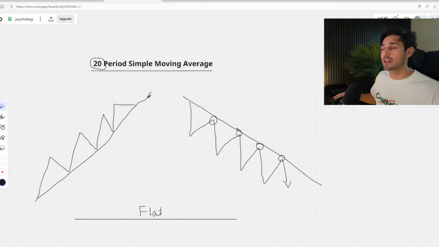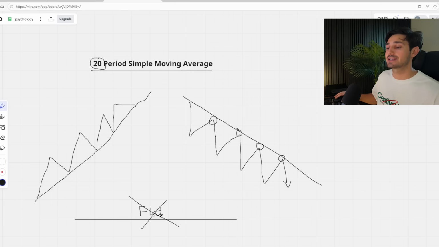A rising 20 MA during an uptrend, and I'm looking for prices to trade off of the 20 MA. And the same thing applies in a downtrend, but the opposite. The 20 MA is overhead, trending lower, and every time we see a retracement or a consolidation into the declining 20 MA, that gives us an opportunity to go short. And remember, we don't want to see flat 20 MAs.